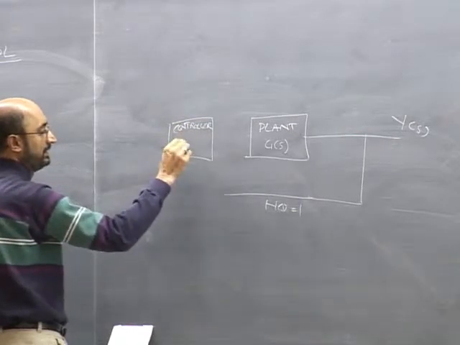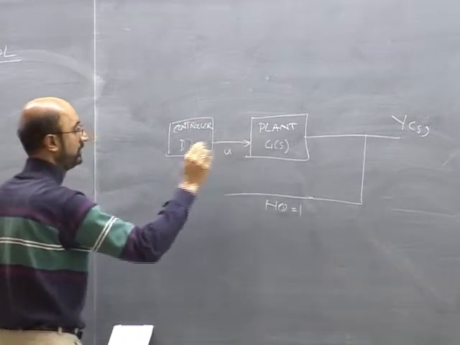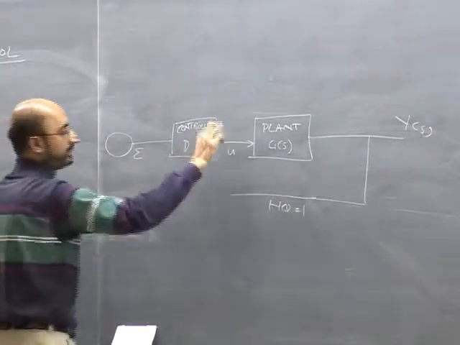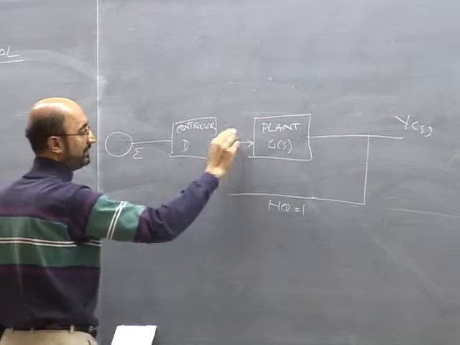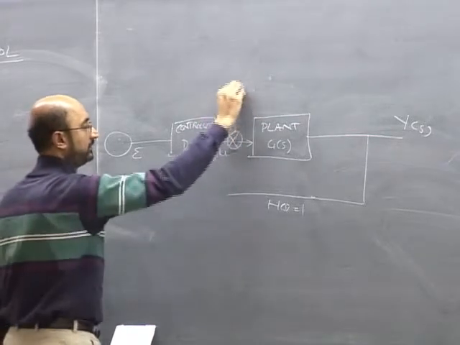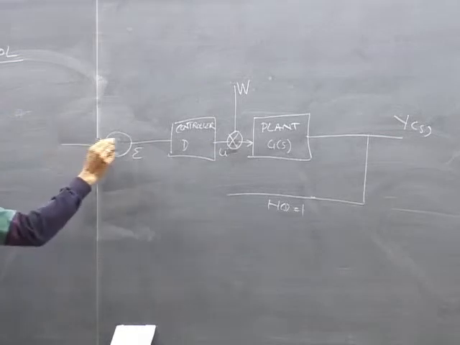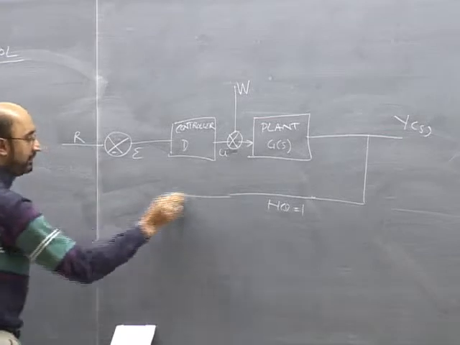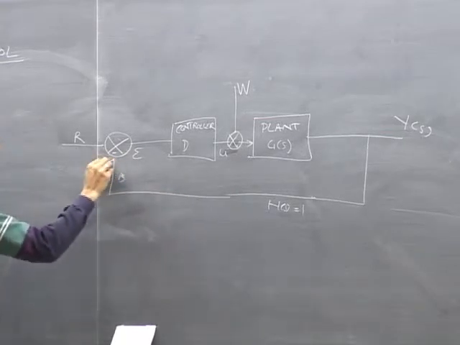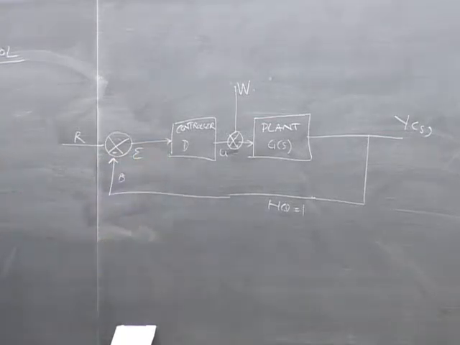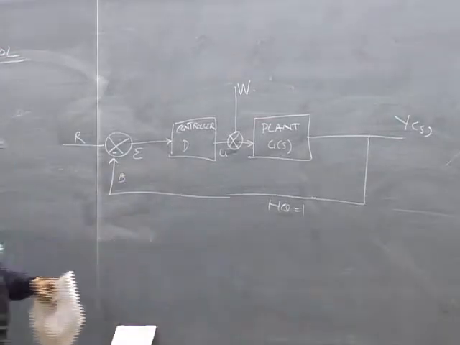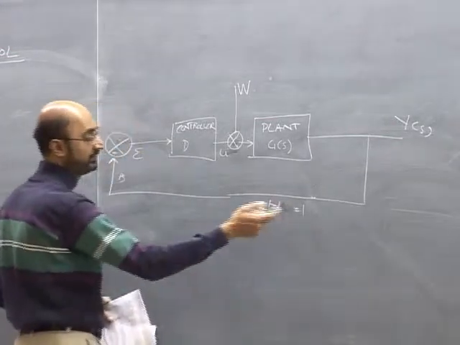The controller is the D, and over here we have U, and the controller acts on the error E. Sorry, I should have U, and then I have the disturbance W, and the error is the difference between the command R and the feedback value B. So this is your standard feedback control system with a command R, disturbance W, output Y, and with the feedback, let's say unity feedback, H equals 1.